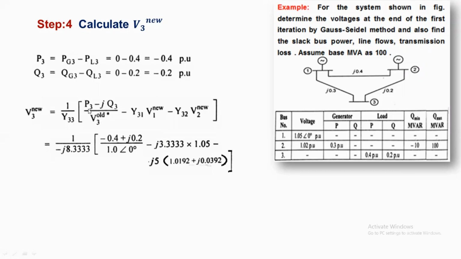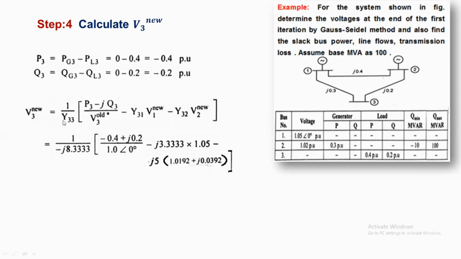Here the P3 value is the net real power. Then Q3 is the net reactive power at bus number 3. The net power P3 is equal to generated power minus load power. Here there is no generator real power. Put 0 minus 0.4, so that is minus 0.4 per unit. Then the net reactive power at bus 3 is equal to QG3 minus QL3. That is 0 minus 0.2, that is minus 0.2 per unit.